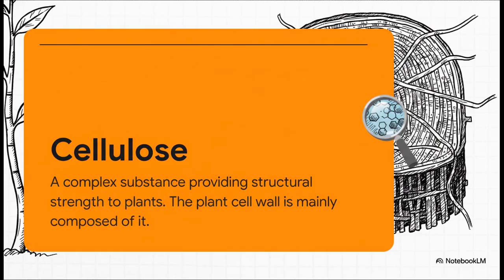Now, what makes this wall so strong? The secret ingredient is a substance called cellulose. Cellulose is a complex material, and its job is to provide structural strength. This strength doesn't just help one cell. It helps the entire plant stand upright and tall.